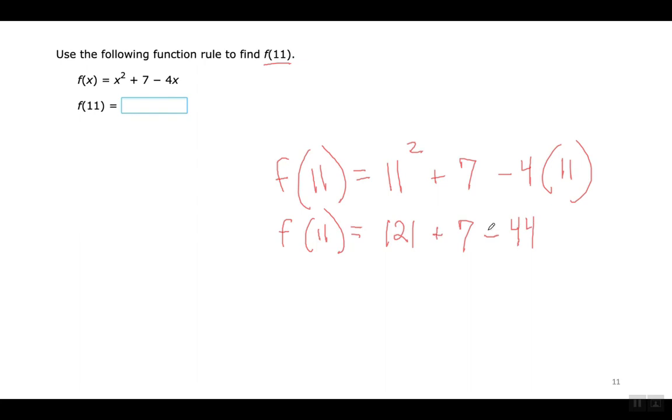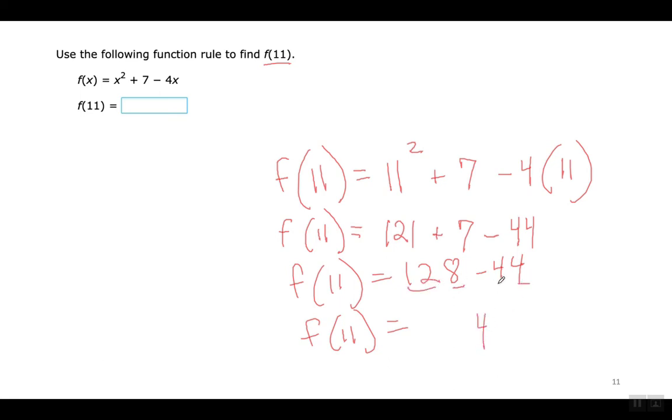Alright, so from left to right. 121 plus 7. If you know that 21 plus 7 is 28, then 121 plus 7 is 128. Okay, now, mental math. What's 8 minus 4? 4. What's 12 minus 4? 8. There you go.